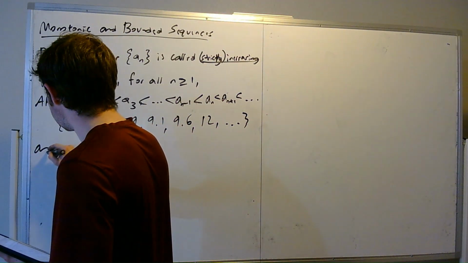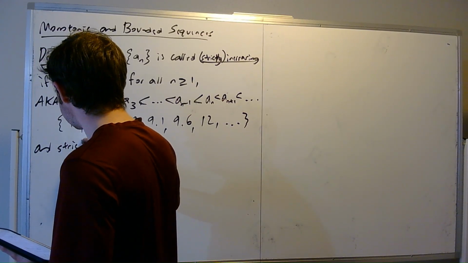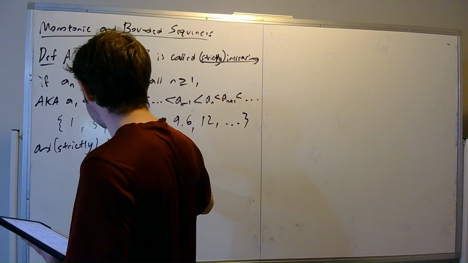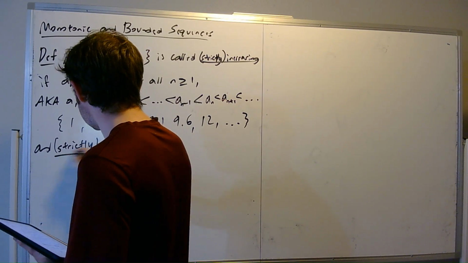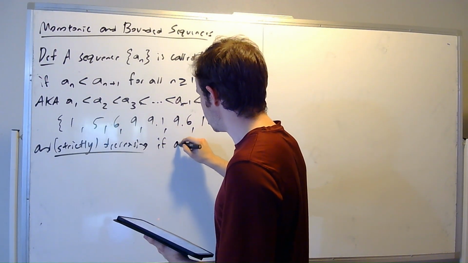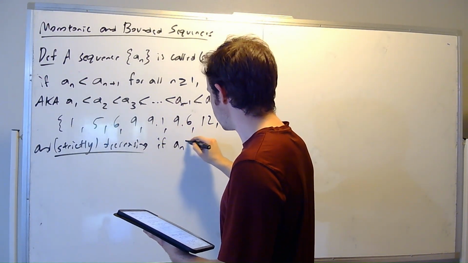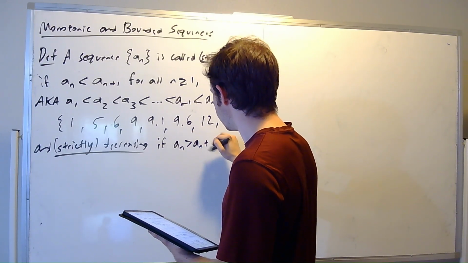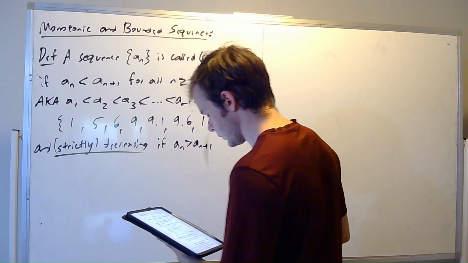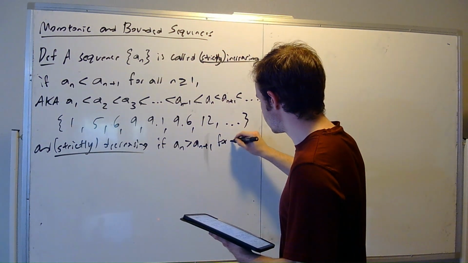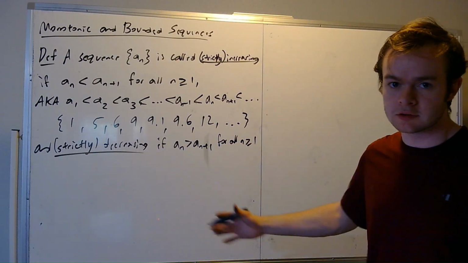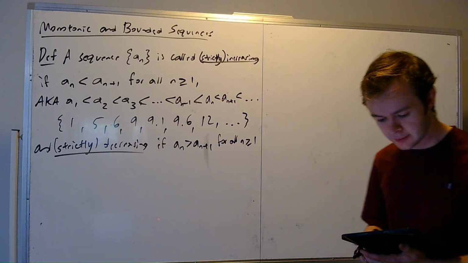And strictly decreasing if a_n is greater than a_{n+1} for all n greater than or equal to 1, right? So again, that would just look like a list of numbers that just keeps going down. Okay.